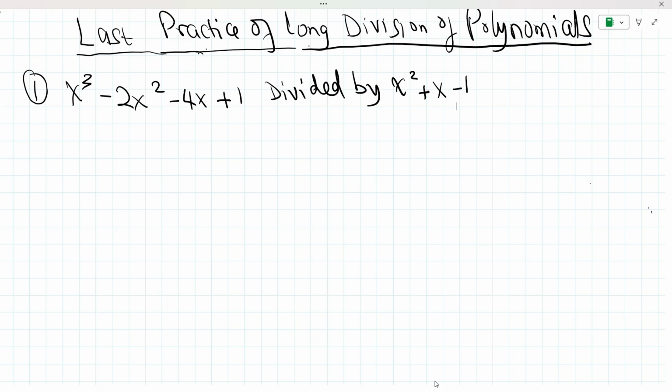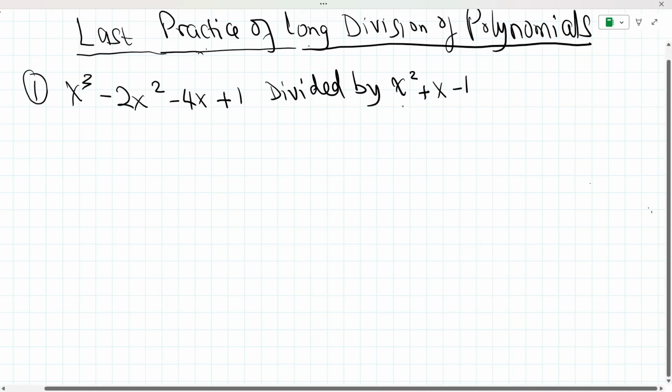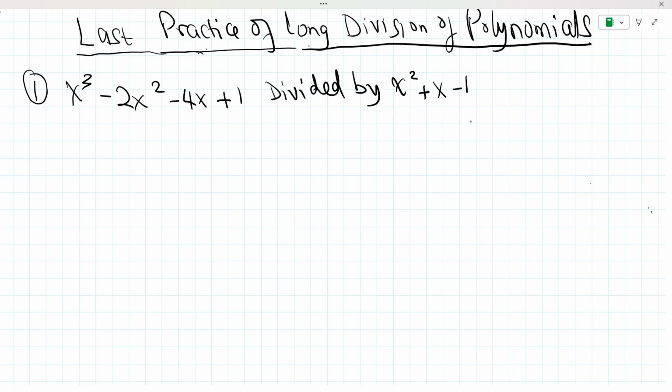And let's get down to it. Now, in this example, we have x cubed minus 2x squared minus 4x plus 1 being divided by x squared plus x minus 1. So you can see that we have a little bit more complicated divisor. But the method is still the same, using long division.